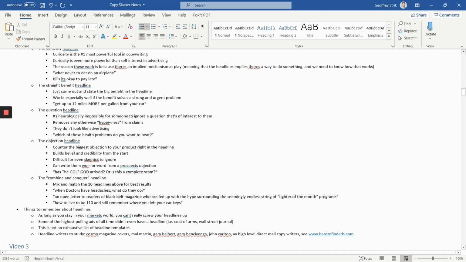So things to remember about headlines. As long as you stay in your market's world, you can't really screw your headlines up. Some of the highest pulling ads of all time didn't even have headlines.